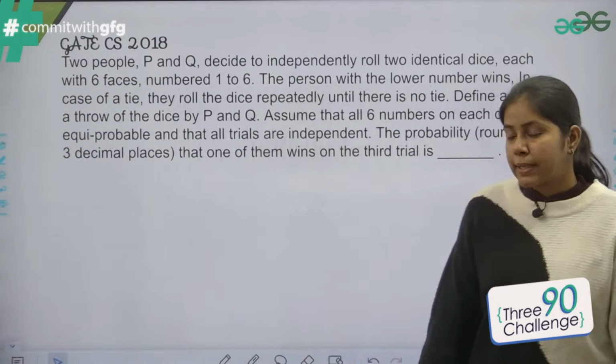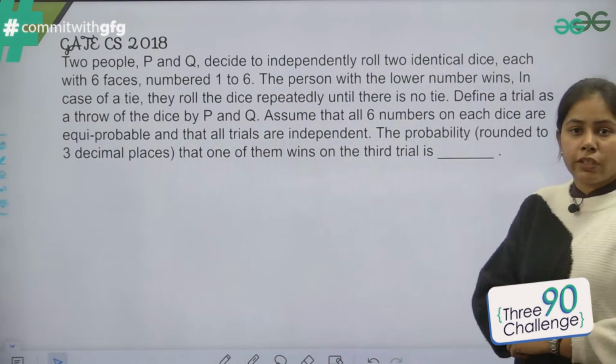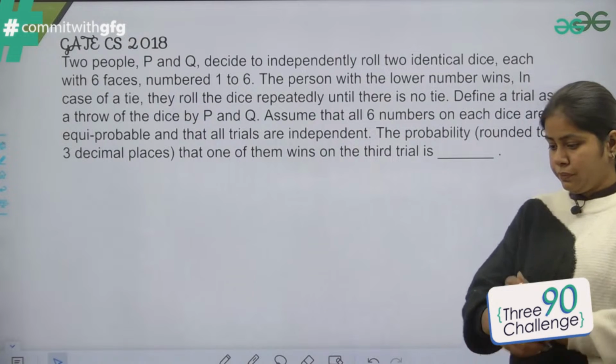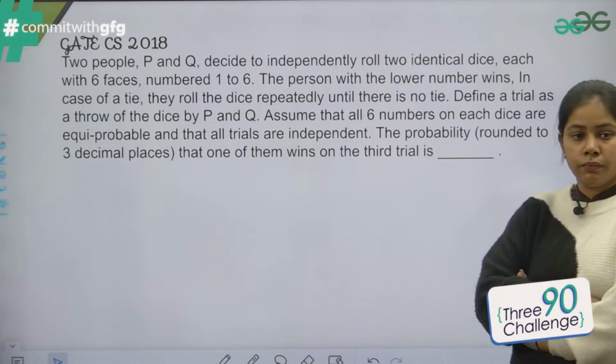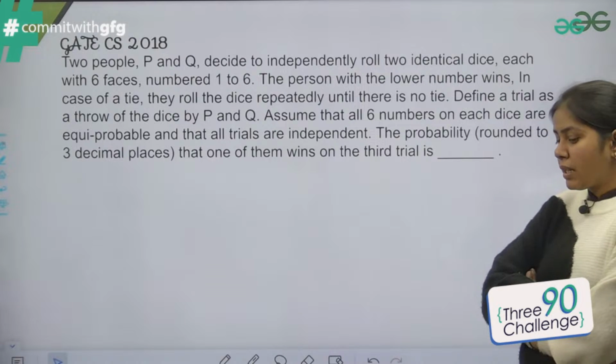So tell me, guys. This is a question from GATE CS 2018. Solve it, guys, and let me know what the answer for this question would be.